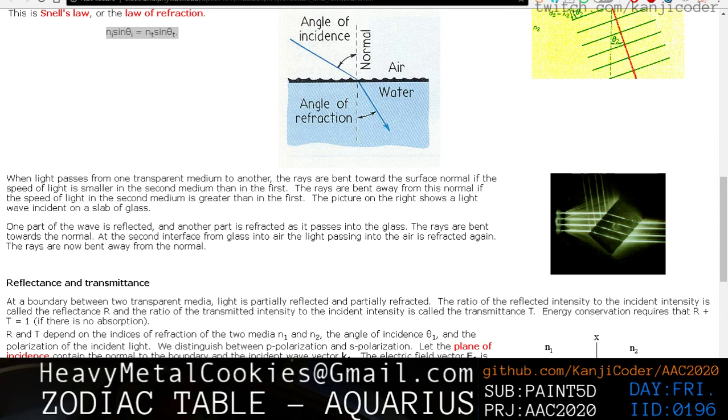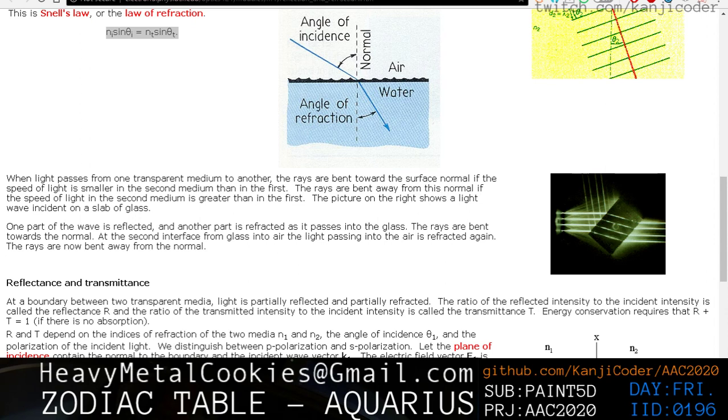When light passes from one transparent medium into another, the rays are bent towards the surface normal. If the speed of light is smaller in the second medium than in the first, the rays are bent towards the normal. If the speed of light in the second medium is greater than in the first, the rays are bent away from the normal.